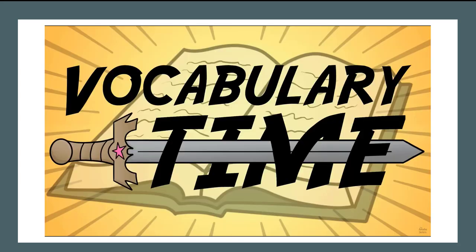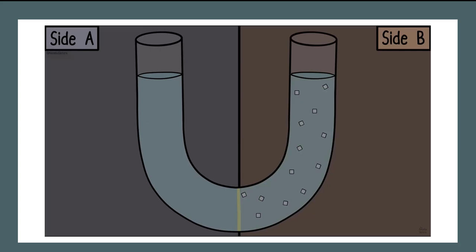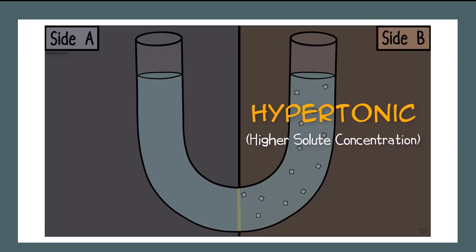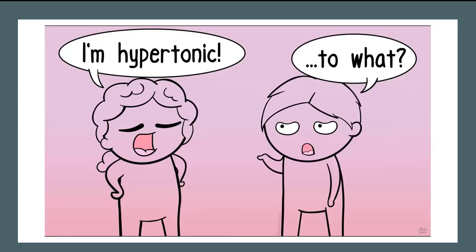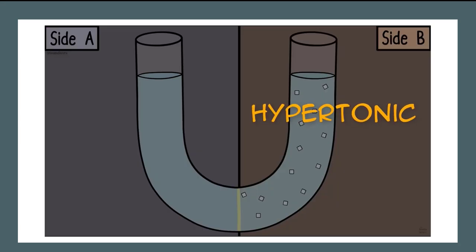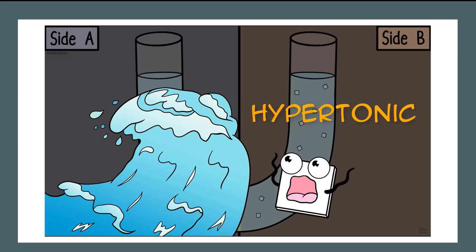Now here's some vocabulary to add in here. We call side B hypertonic. That means higher solute concentration. But we can't just say something is hypertonic without comparing it to something else. We say side B is hypertonic to side A because it has a higher solute concentration than side A. In osmosis, water moves to the hypertonic side.